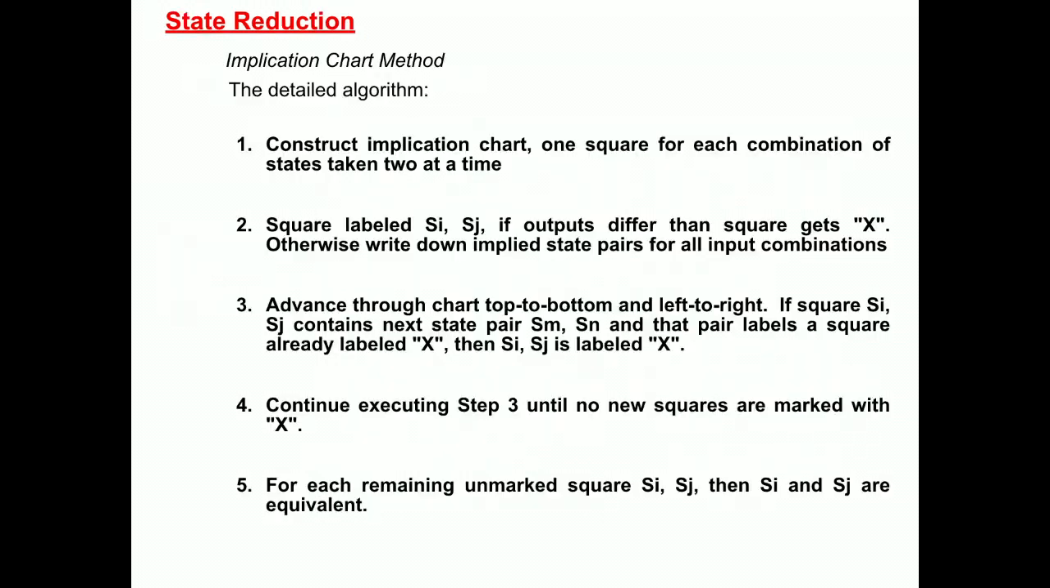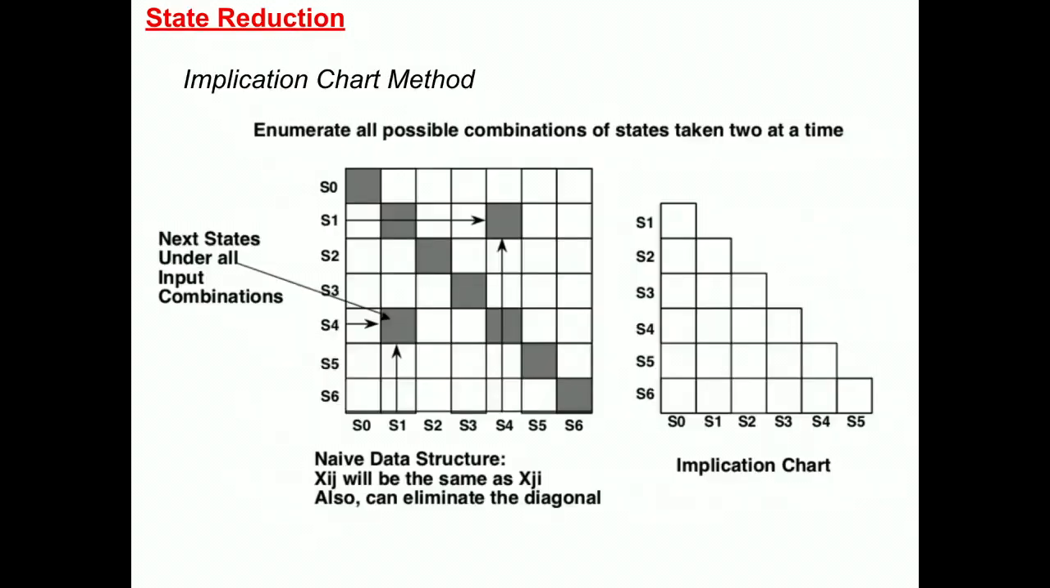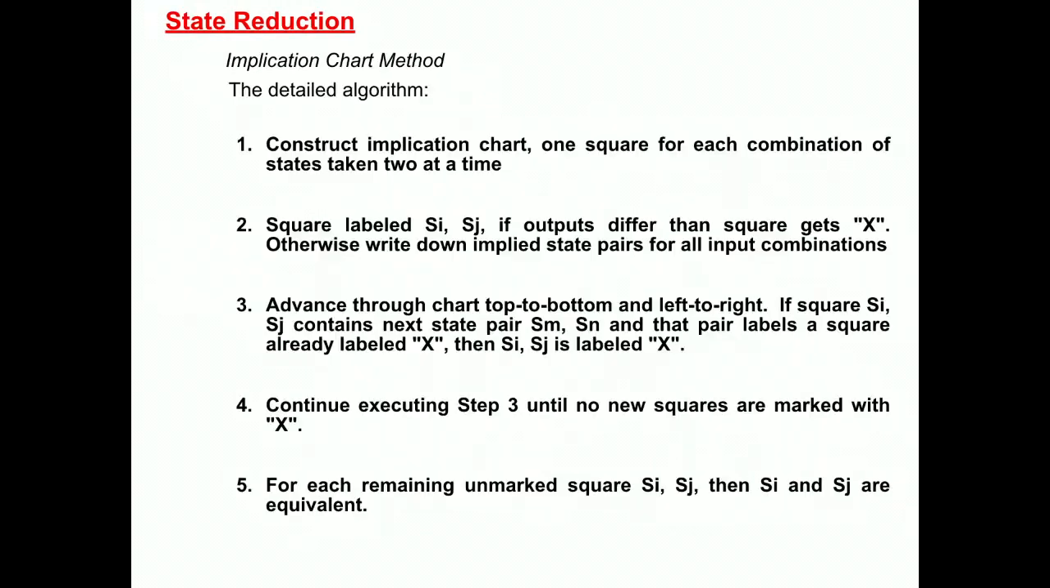So here's the method. We construct this chart, one square for each combination of states taken two at a time. The square labeled SI, SJ, some particular square in the chart, if the outputs differ for those two states, SI and SJ, then we put an X in the chart. Otherwise, we write down the implied state pairs for all input combinations. So we're going to write down the next state for those two states. And then we advance through the chart, top to bottom, left to right.